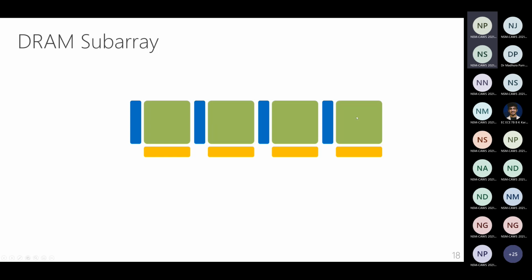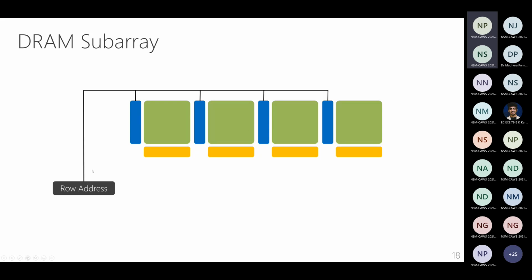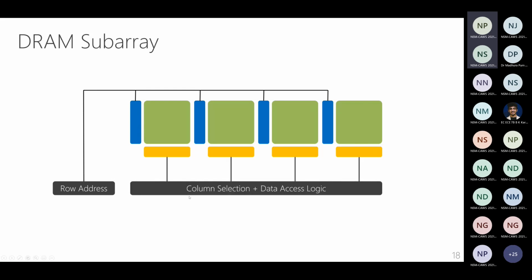So I'm just going to replicate a mat 4 times, and I'm going to call this structure a DRAM array. All these 4 mats are now going to share the same row address. The row address that I feed gets shared between all these 4 mats. And there's a column selection logic which determines which column to access, that is also shared between all these four mats.